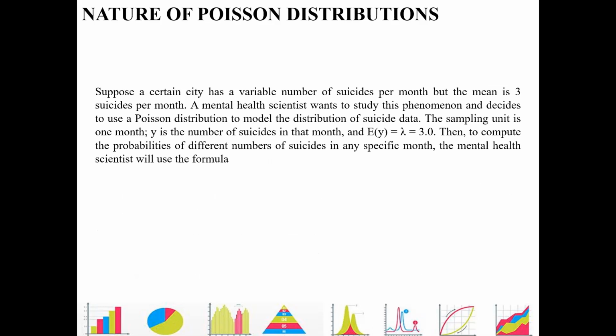A mental health scientist wants to study this phenomenon and decides to use the Poisson distribution to model the suicide data. The sampling unit is 1 month. Y is the number of suicides in that month, and the expected Y, or lambda, is 3. So per month kasi merong 3 daw na assumption na nag-suicide. Then compute the probabilities of different numbers of suicides in any specific month. The mental health scientist will use the formula.